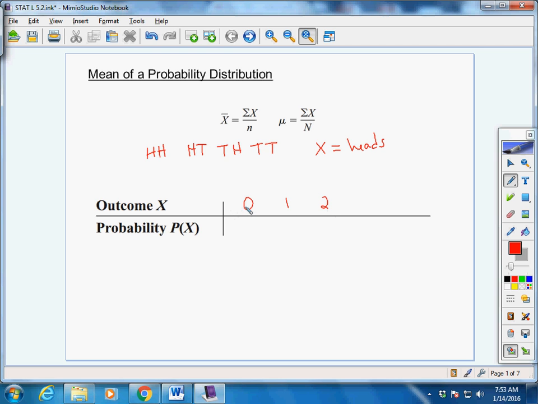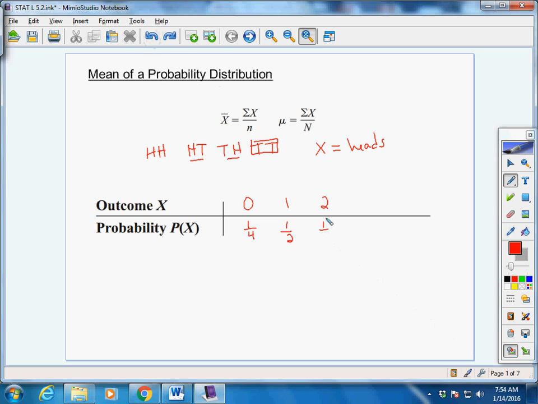So what is the probability that I'm going to get 0 heads? Well, that just occurs right here. There's 4 possible outcomes, and there's only one of them that is 0. The probability that I get 1 head? Well, those are these 2 right here, 2 out of the 4 in the sample space, or 1/2. 2 heads, that occurs 1 time.